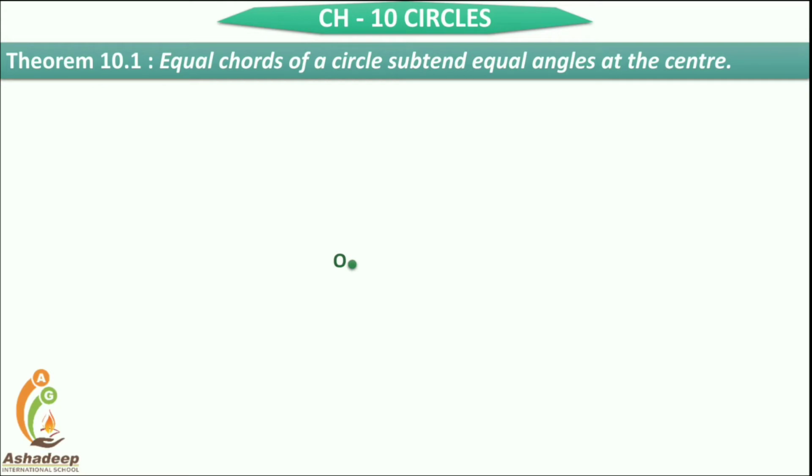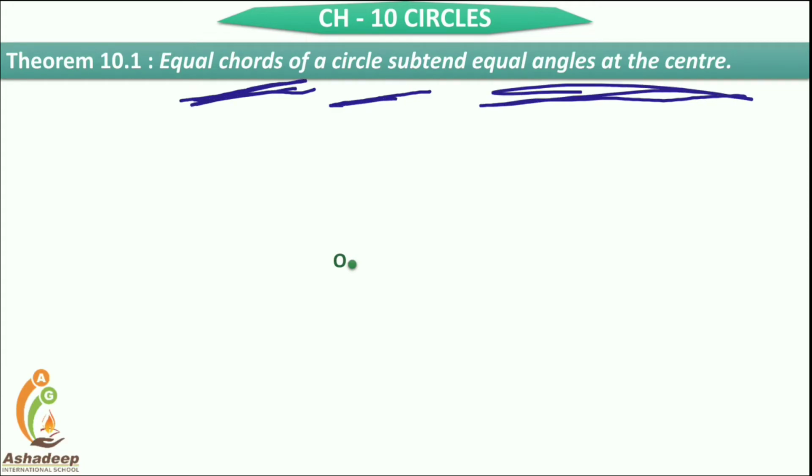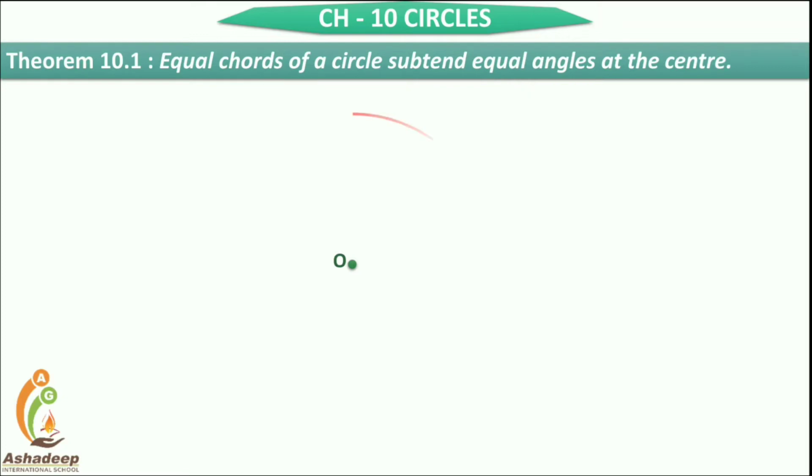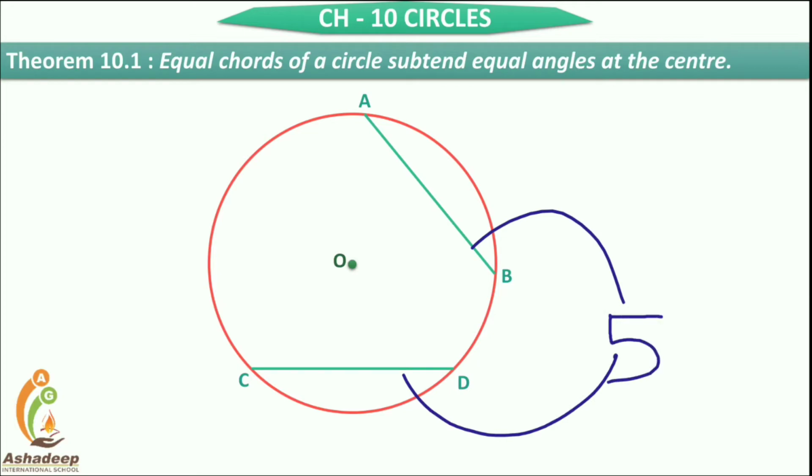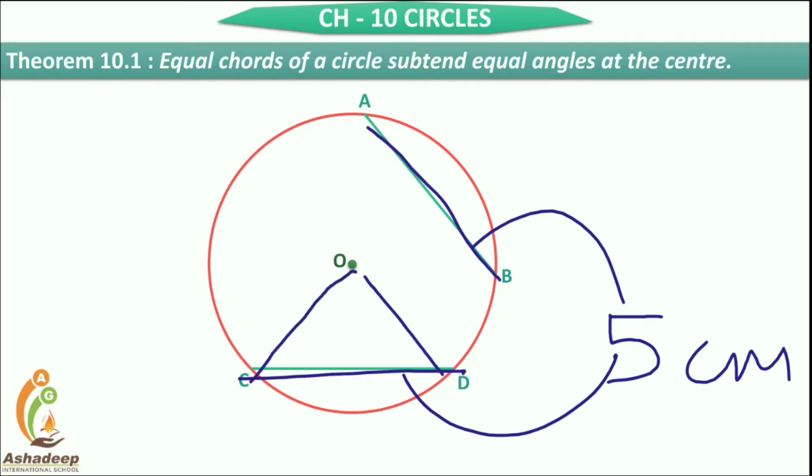See, equal chords of the circle subtend equal angles at the center. Equal chords of a circle subtend equal angles at the center. Now what does it mean? See, if I have a circle with the center O, a chord AB and a chord CD. Both the chords have equal length, say for example 5 centimeters. If both the chords are of equal length, then they subtend equal angles at the center.